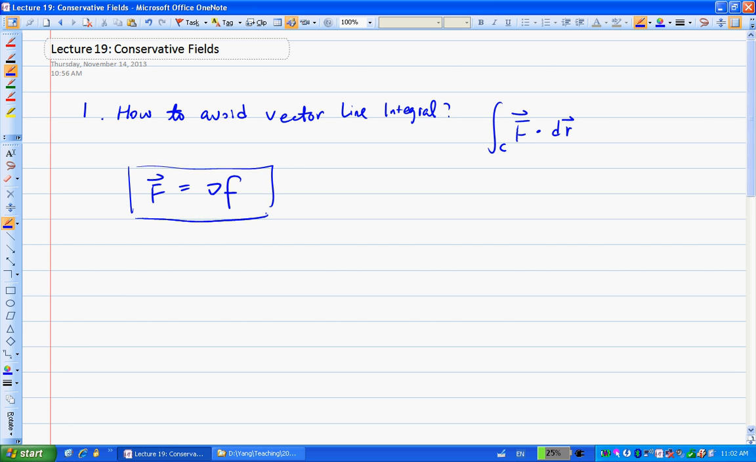We'll see that when your vector field F is actually the result of a gradient of a certain scalar function, then we don't need to carry out this integral anymore. We have a different way of evaluating this vector line integral. So this is a special kind of vector field. We'll see why this is special.